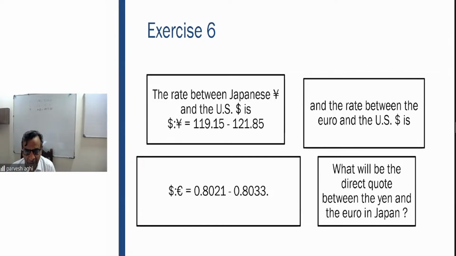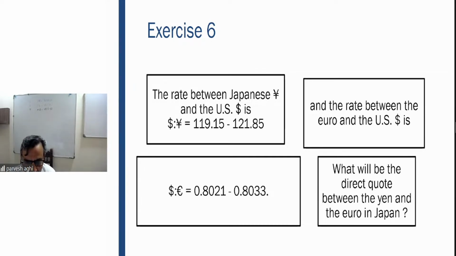So the rate between Japanese yen and US dollar is given to you. And the rate between dollar versus euro is also given to you. What will be the direct quote between the yen and the euro in Japan? So that means we are looking for the price of 1 euro in terms of yen. We want a direct quote in Japan because we want to buy a euro. So this is what the question is looking for.